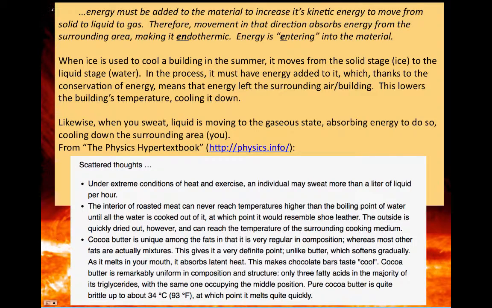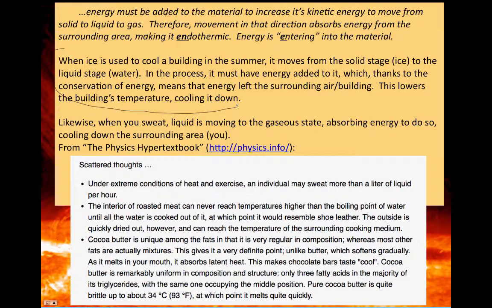Let's see. Energy must be added. So when ice is used to cool a building, like they talked about in the MIT video, it moves from the solid stage, which is ice, to the liquid stage, which is water. In the process, it must have energy added to it, which, thanks to the conservation of energy, means that energy left the surrounding area, the building. That lowers the building temperature, cooling it down. Likewise, when you sweat, liquid is moving to the gaseous state and absorbs energy to do that. So it cools down the surrounding area, which happens to be you.